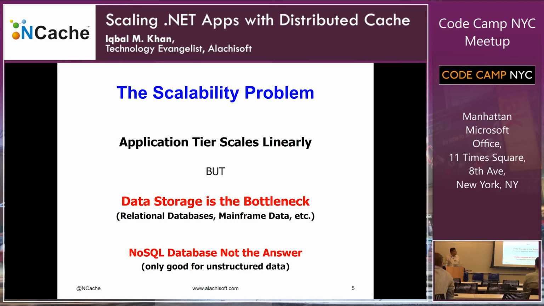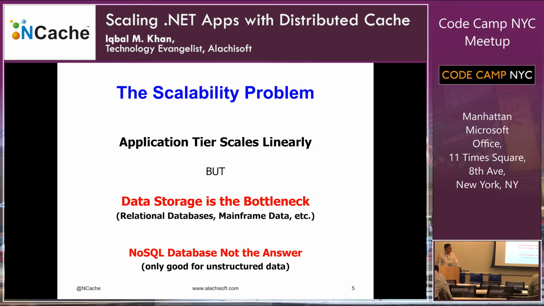So what is the scalability problem? First of all, as you probably know already, the application tier scales in a fairly linear fashion. In a load-balanced environment, as you add more servers, your application scales. But it's the data storage that is the bottleneck. The data storage is the relational databases or your legacy data. This is data that you cannot live without. You have to have it, and it's not scaling.